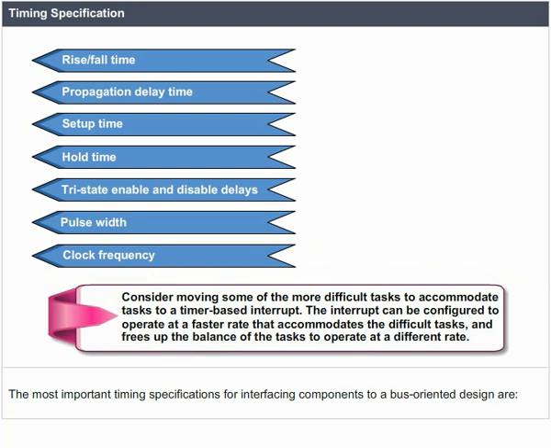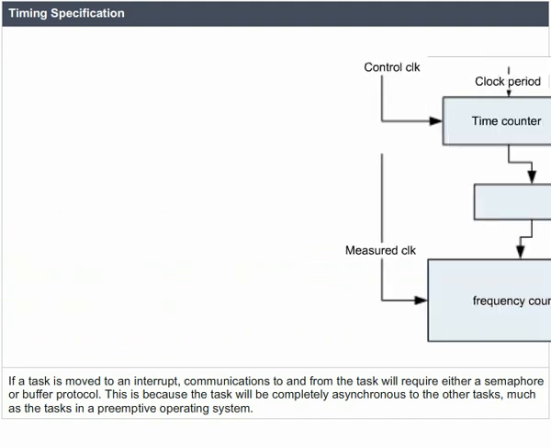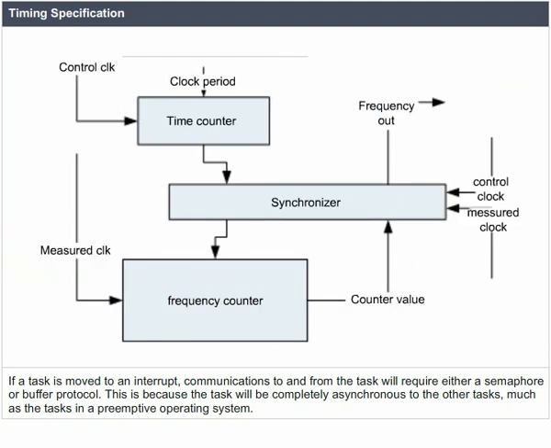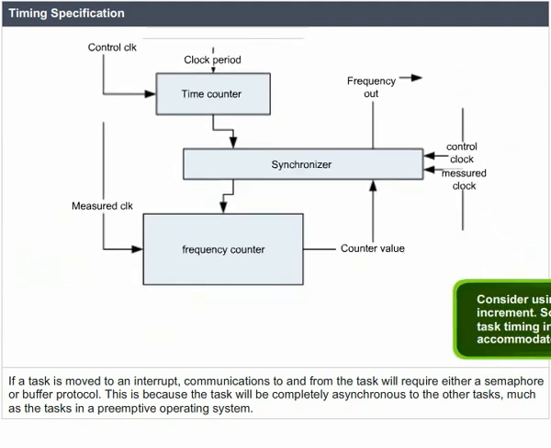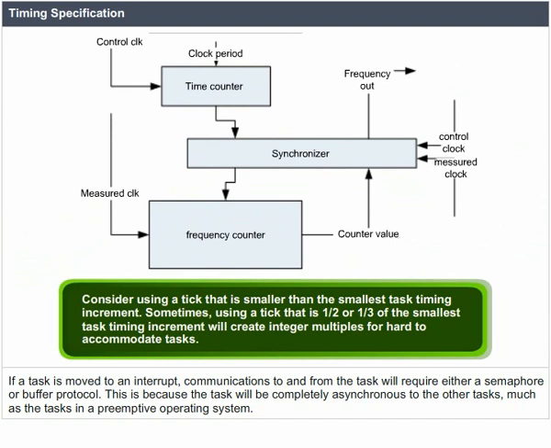The interrupt can be configured to operate at a faster rate that accommodates the difficult tasks and frees up the balance of the tasks to operate at a different rate. If a task is moved to an interrupt, communications to and from the task will require either a semaphore or buffer protocol. This is because the task will be completely asynchronous to the other tasks, much as the tasks in a preemptive operating system. Consider using a tick that is smaller than the smallest task timing increment. Sometimes using a tick that is 1/2 or 1/3 of the smallest task timing increment will create integer multiples for hard to accommodate tasks.